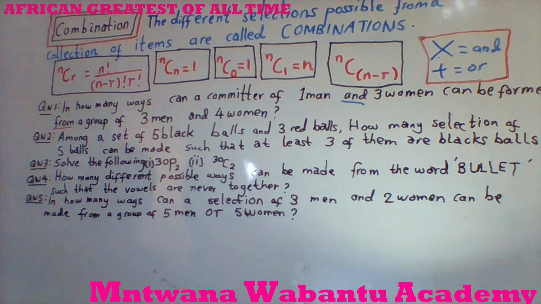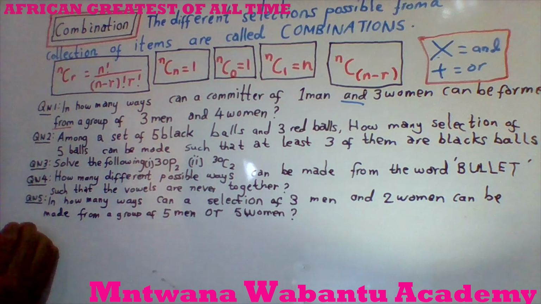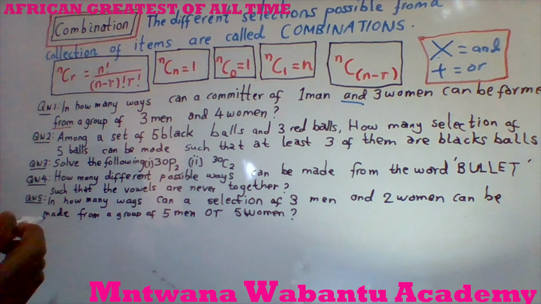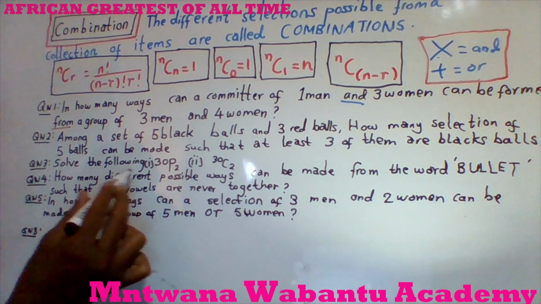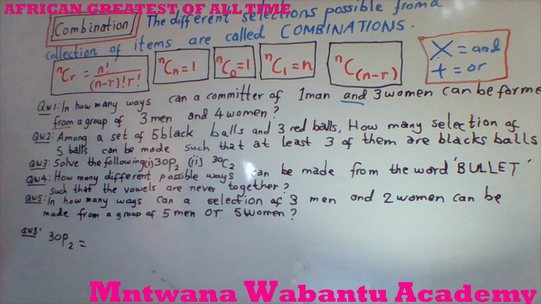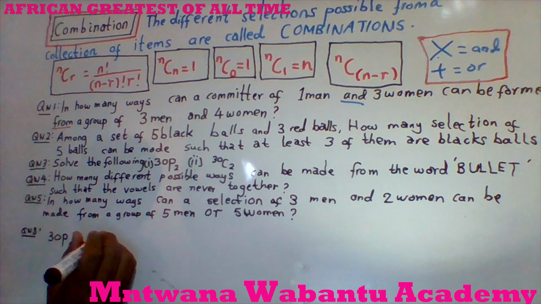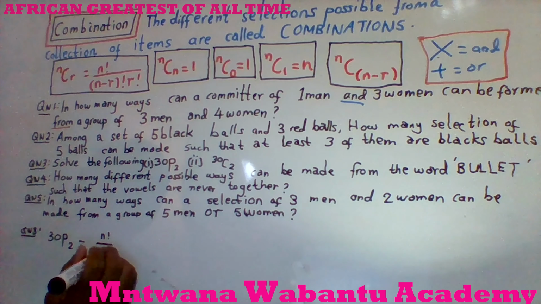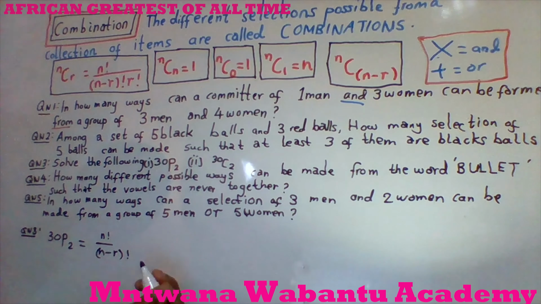Right, so now we go for question number 3. Question number 3, we got, solve the following. So we have 30 permutation 2. That's easy. For permutation, you know the formula says n factorial over n minus r factorial. That's all for permutation, right?